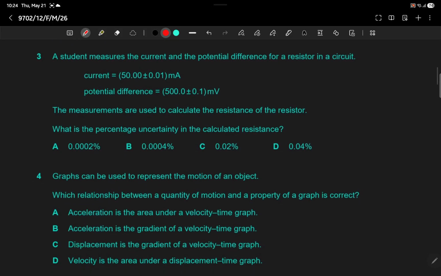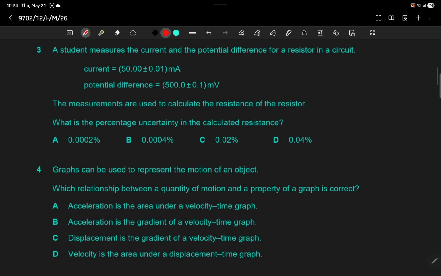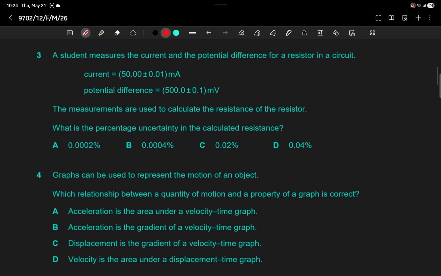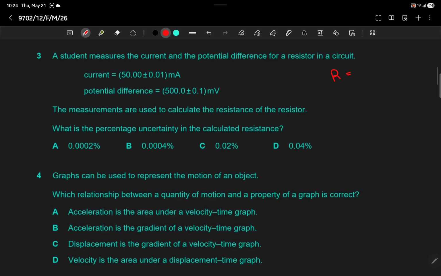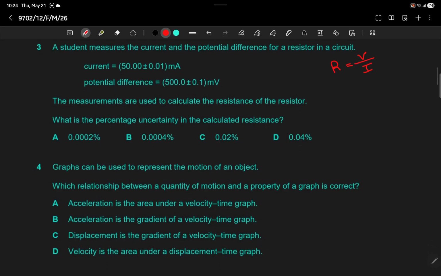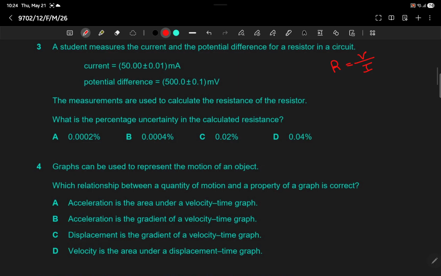Now, a student measures the current and the potential difference for a resistor in a circuit. So current is given 50. The measurements are used to calculate the resistance of the resistor. So the formula for resistance is V by I. What is the percentage uncertainty in the calculated resistance? First, let's find the calculated resistance. It's milliamps. It's millivolts.